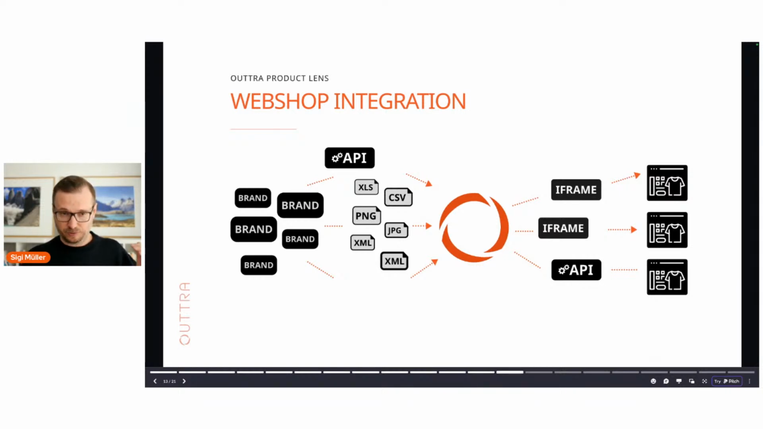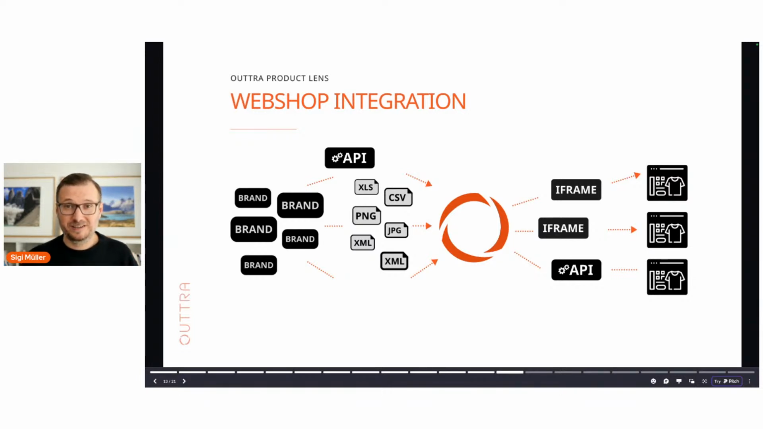We get the data from the brand via different ways: API, CSV, XML, whatever. We import this to our systems. As you can see, this is the part from the data hub, so we use the same technique here. And then we can push this data via iframe directly to the online stores at the PDP website, the product detail page of the product.